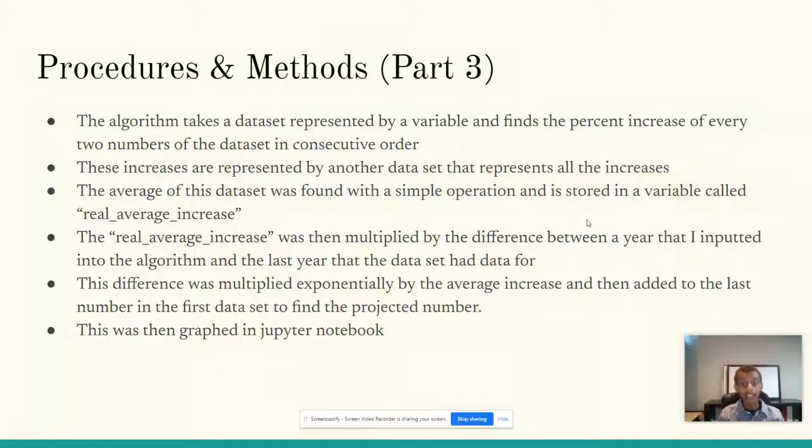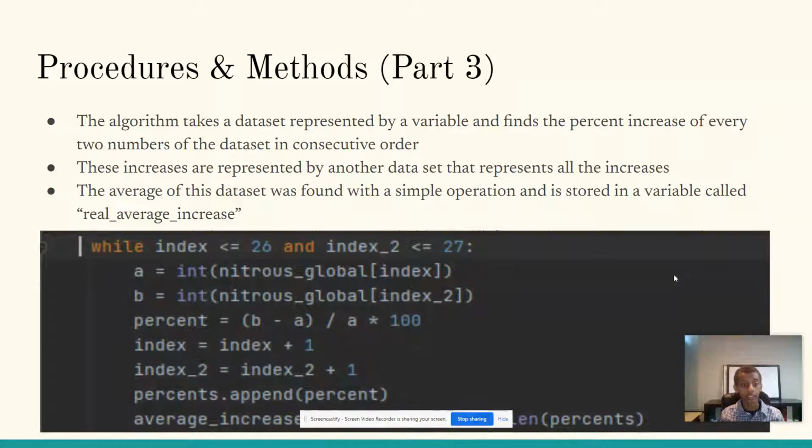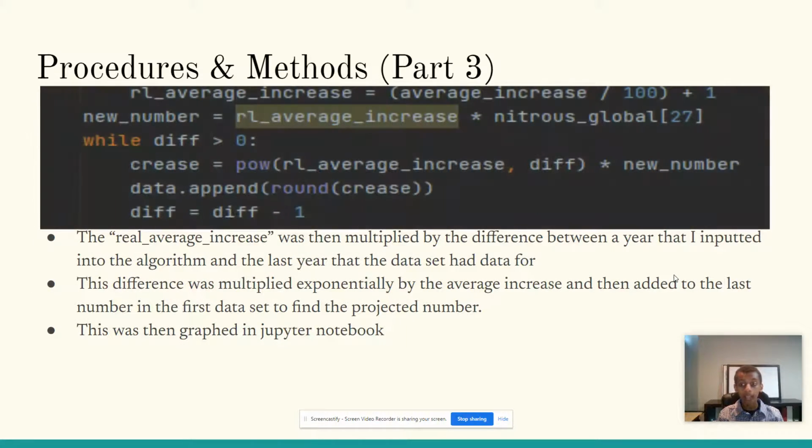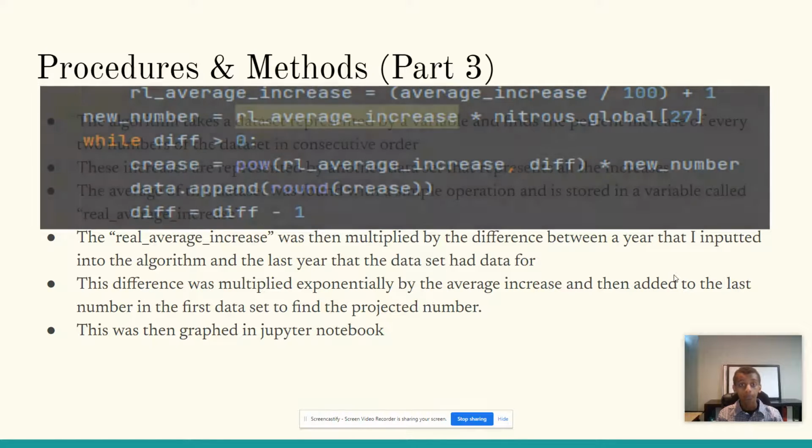The algorithm takes a dataset represented by a variable and finds the percent increase of every two numbers of the dataset in consecutive order. These increases are represented by another dataset. The average of this dataset was found and is stored in a variable called real average increase. The real average increase was then multiplied by the difference between a year that I had inputted into the algorithm and the last year that the dataset had data for. This difference was multiplied exponentially by the average increase and then added to the last number in the first dataset to find the projected number. This was then graphed into Jupyter Notebook.